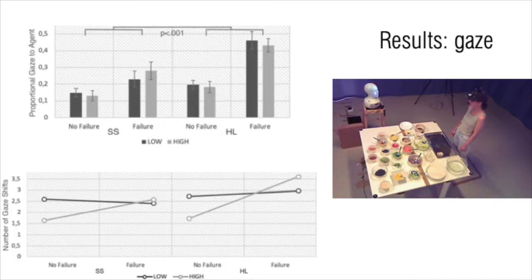Analysis of variance showed significant main effects in gaze in the factors of embodiment and failure. Proportional gaze to agent is higher with a human-like embodiment, HL, in the graph, but also generally higher when failures occur. We also saw that participants under time pressure shifted their gaze less frequently under no-failure cases, however more frequently when failures occurred.